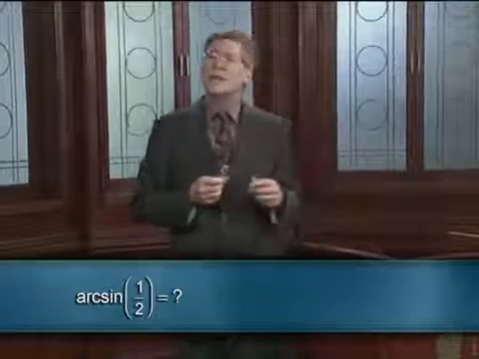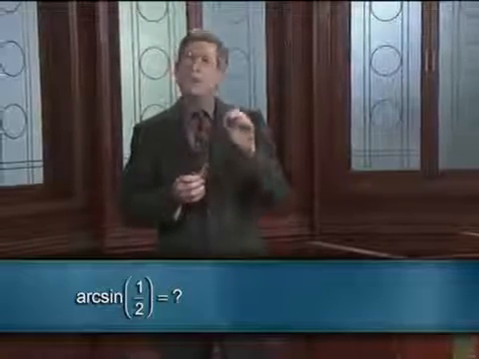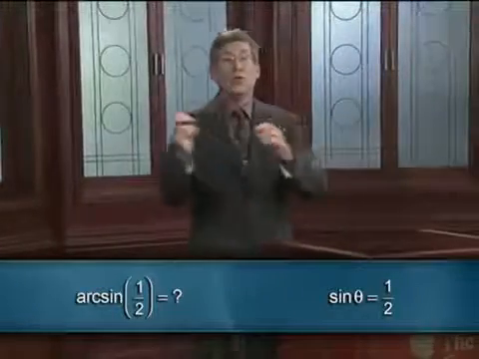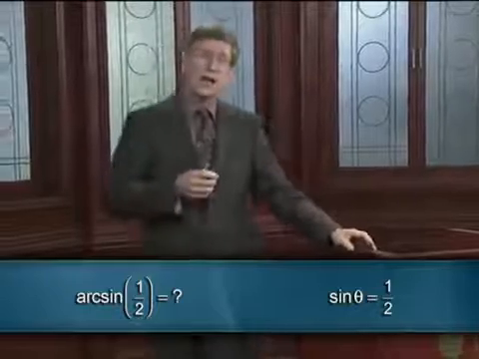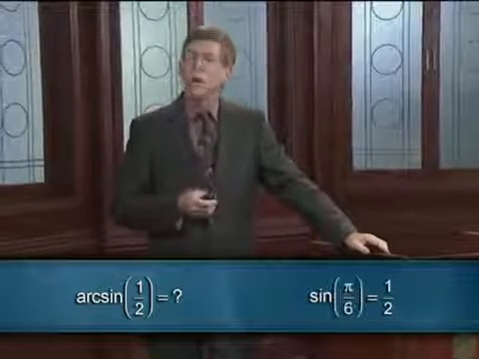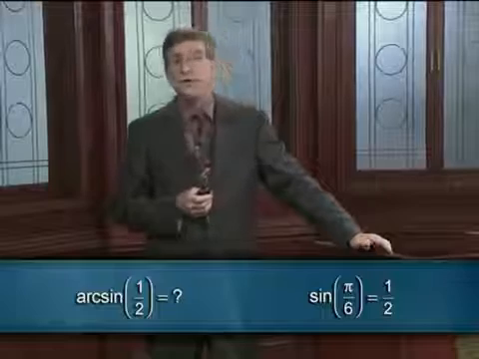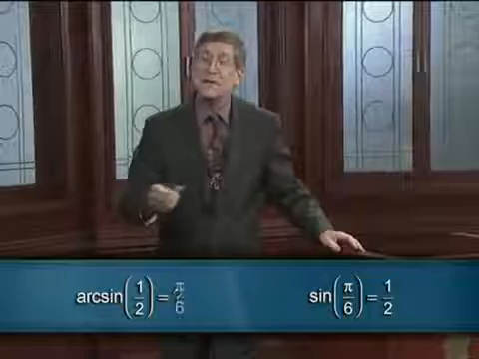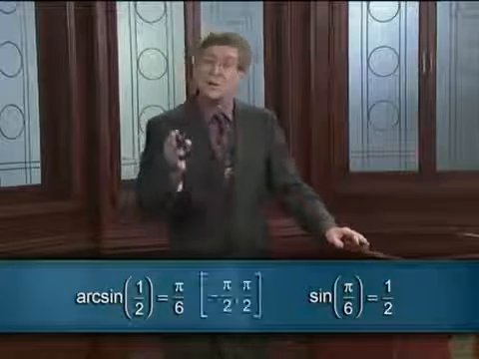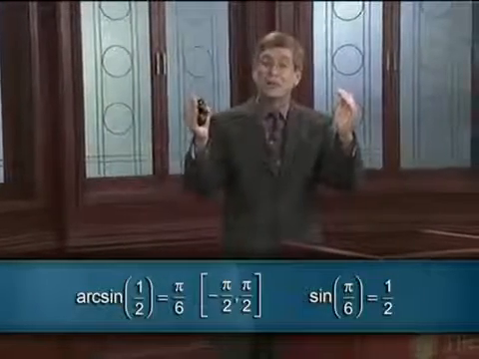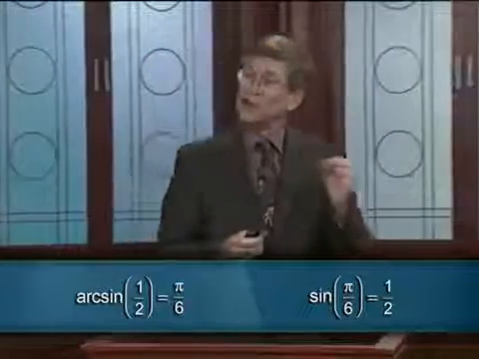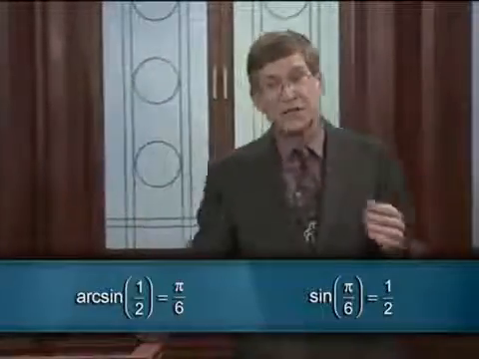Well, here's what we're really asking. Can you think of an angle whose sine is 1/2? Sine of something equals a half. Now, what angle has sine equal to a half? Pi over 6. The sine of pi over 6 is a half, so the inverse arc sine of a half is pi over 6. And notice that pi over 6 lies in the correct interval, minus pi over 2 to pi over 2.